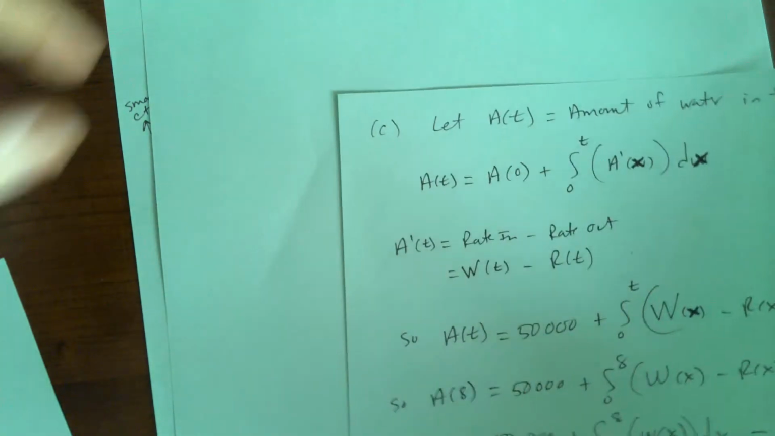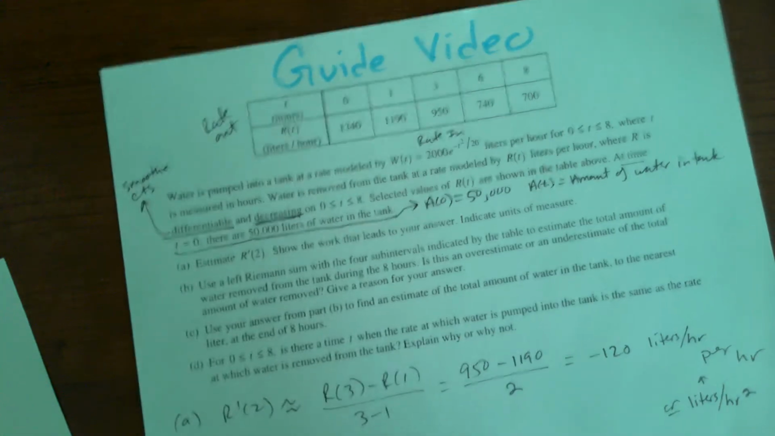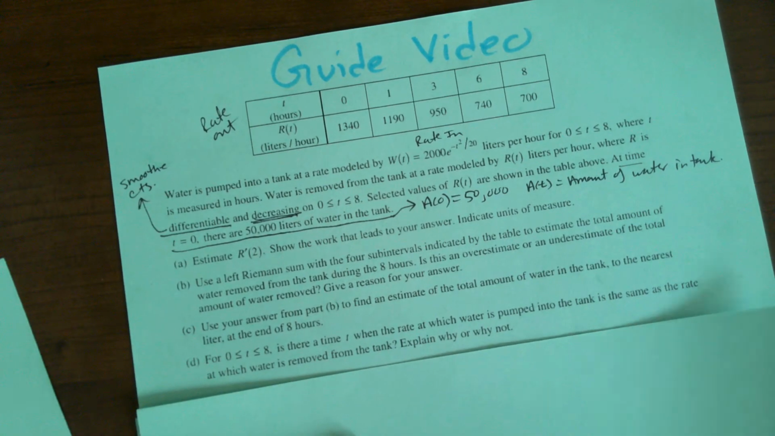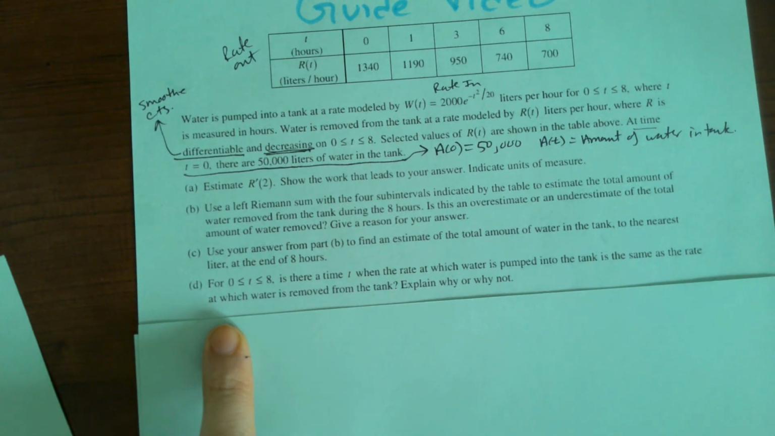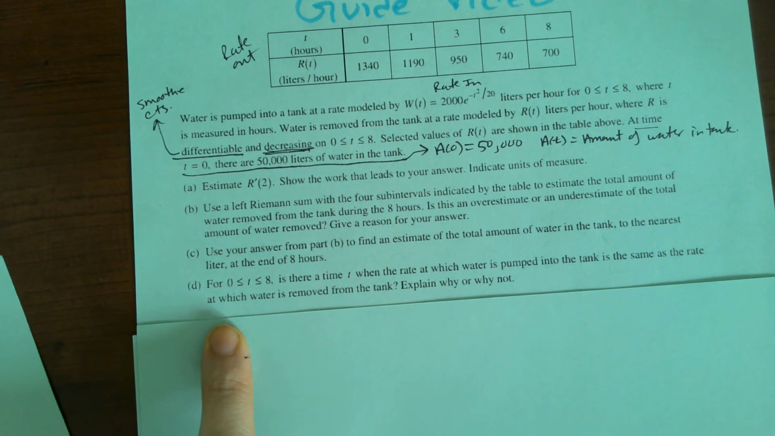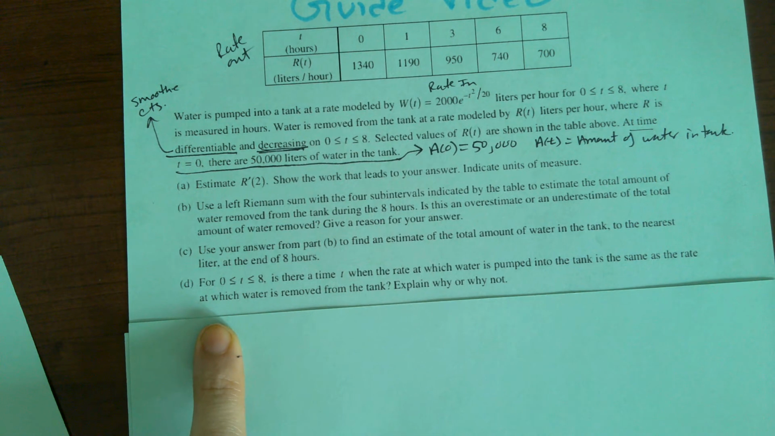Okay, now part D. This one is really hard. So part D. For t between 0 and 8, let me focus. For t between 0 and 8, is there a time t when the rate at which water is pumped into the tank is the same as the rate at which water is removed from the tank? Explain why or why not. All right, so this is part D.